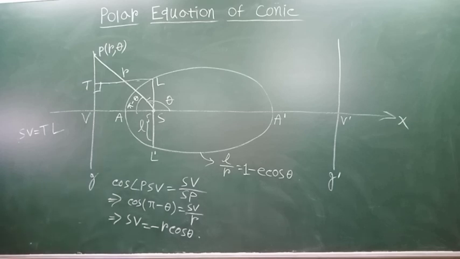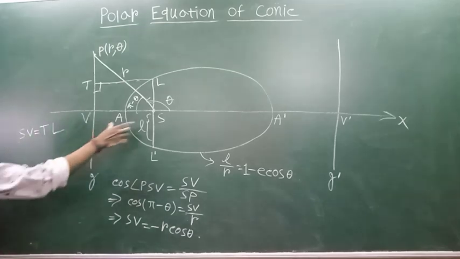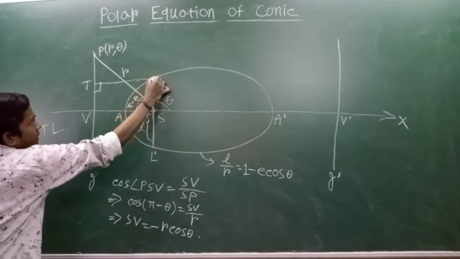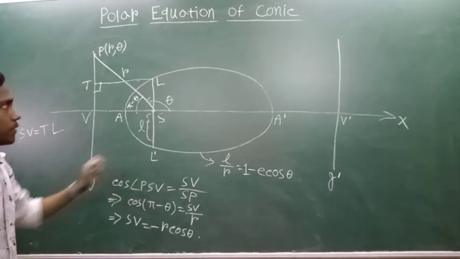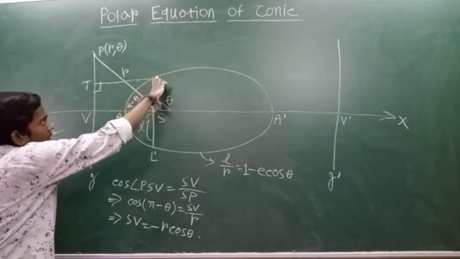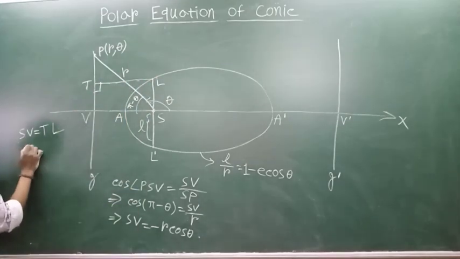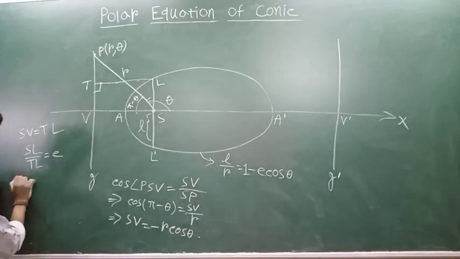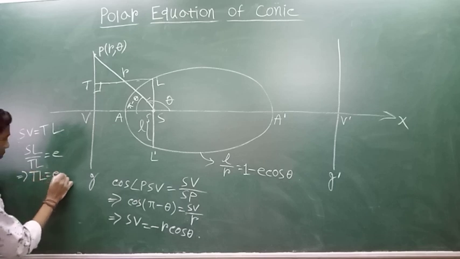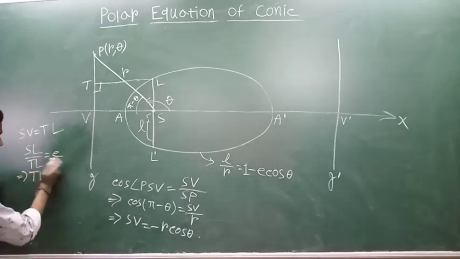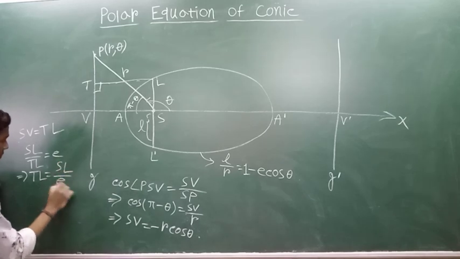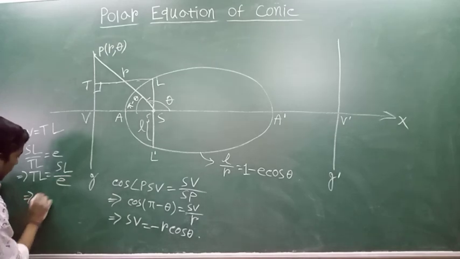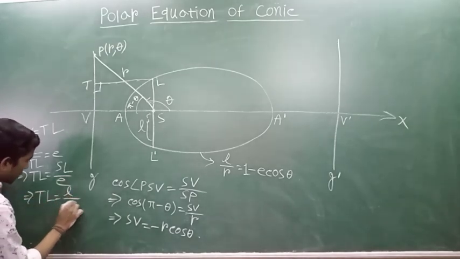Okay, this is visible. So SB is equal to TL. This distance is this distance, and we can say that L is a point on the conic. So this distance SL divided by this distance TL is equal to the eccentricity E. From here we have TL is equal to E into SL by E. Okay, and SL is the length of the semi-latus rectum. So we have TL is equal to small l by E.